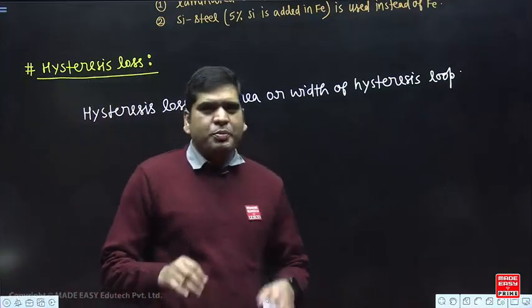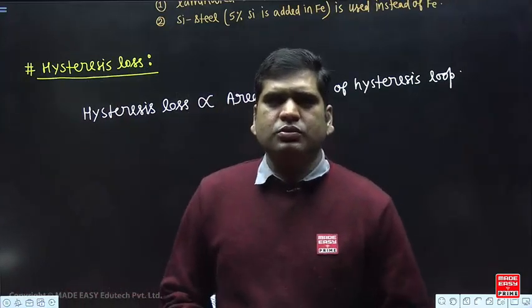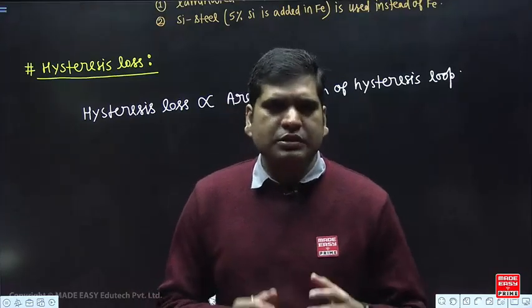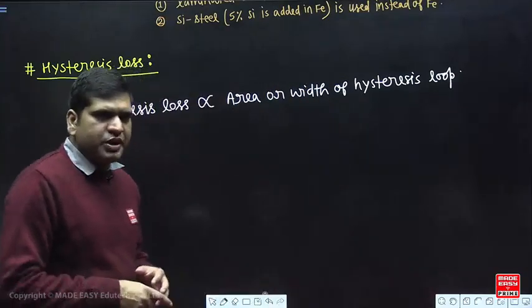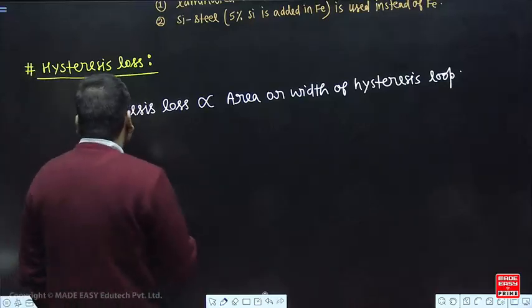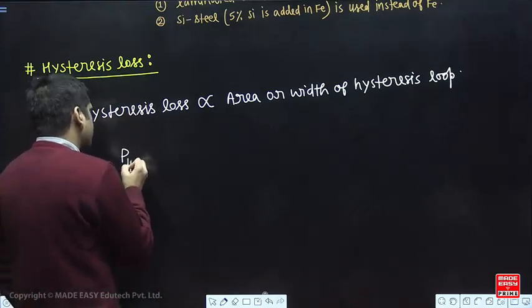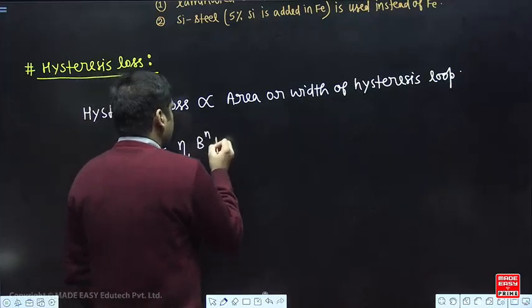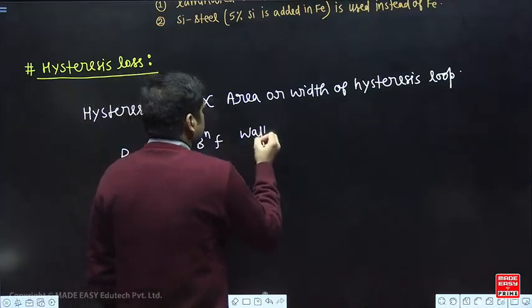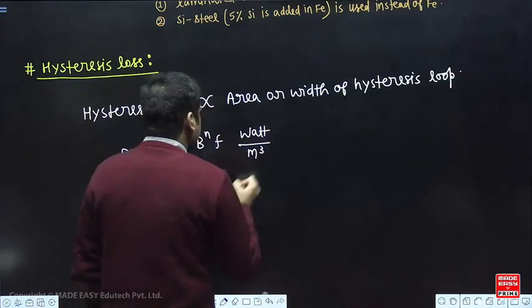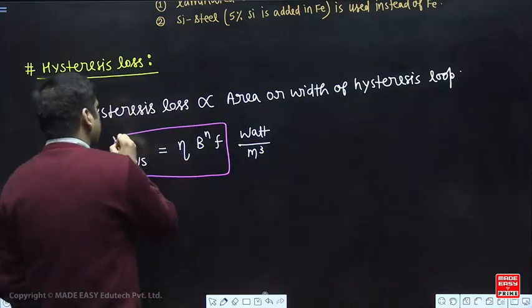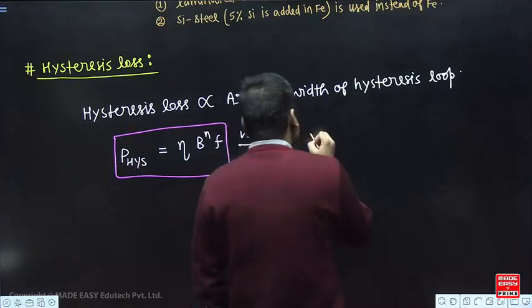Both of these losses will depend upon the volume of the material also. Higher the volume, more will be the dipoles, so all those things will also affect. So these losses will depend upon the volume of the material as well. You can write P hysteresis is eta B to the power N F, watt per meter cube. Per meter cube means it will depend upon the volume of the material. The previous one is also watt per meter cube, so that will also depend upon the volume of the material.